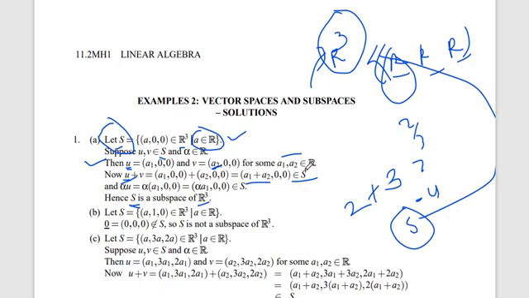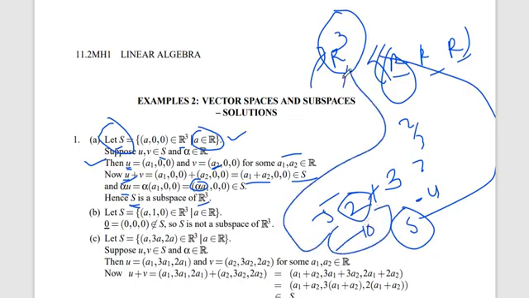Now let's say multiplication with the scalar quantity alpha into a1. If we multiply with minus 5, we will get the answer as minus 10. So minus 10 also belongs to R. So here you can see that U plus V and multiplication, both conditions are fulfilled. So we can say that S is a subspace of R cube.